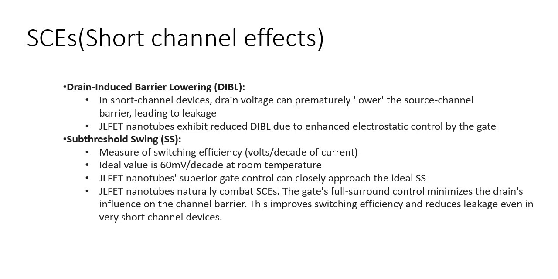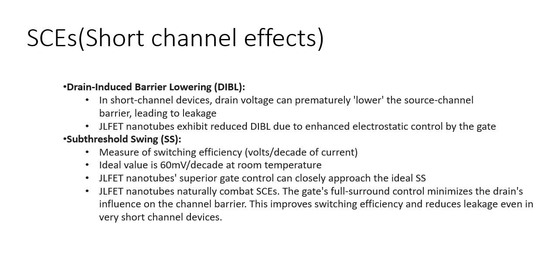Now we know that subthreshold swing has an ideal value of 60 millivolt per decade at room temperature. Using the nanotube junctionless FET, this value reaches 60 to 61 millivolt per decade, which is almost similar to the ideal. Another factor is switching speed or switching efficiency, which is measured by the on-current to off-current ratio. In this nanotube junctionless FET, the on-current to off-current ratio is approximately 10 raised to the power 12 to 10 raised to the power 13, varying accordingly.